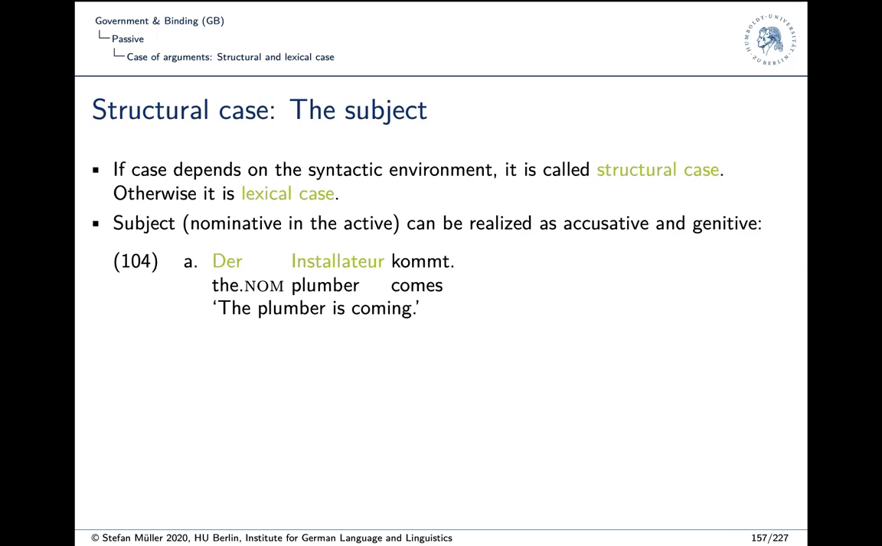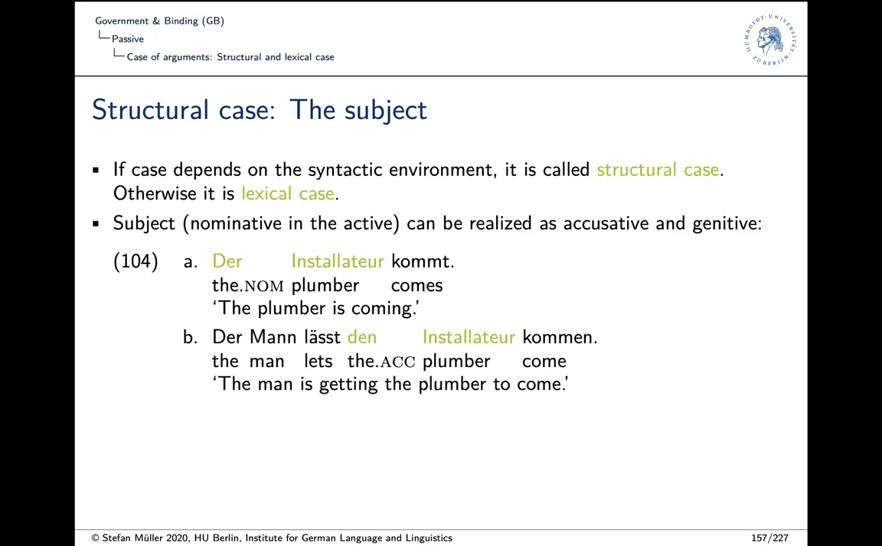So what structural cases are there? Let's have a look at some simple examples. The first example is the subject of verbs. Here we have an intransitive verb in 104, der Installateur kommt. So that's nominative. You can embed such verbs, or almost all verbs, under causative verbs like lassen, let, and then you get der Mann lässt den Installateur kommen. The class of verbs that do this is called ACI verbs. That's Latin for accusative with infinitive.